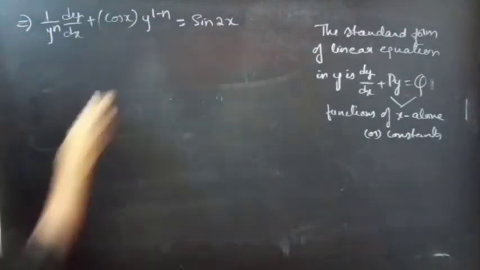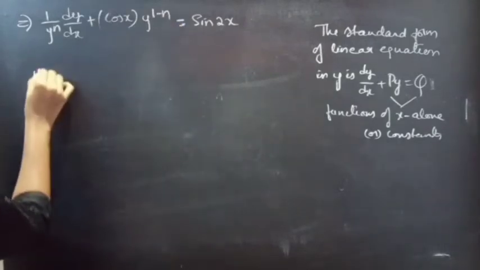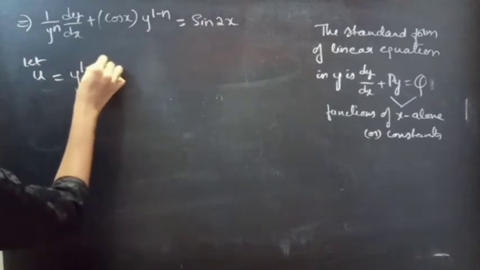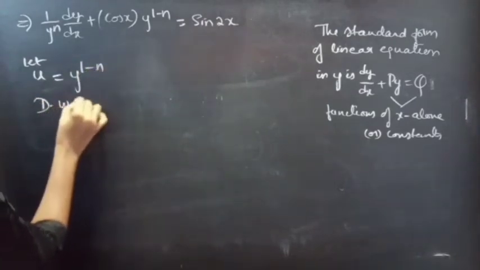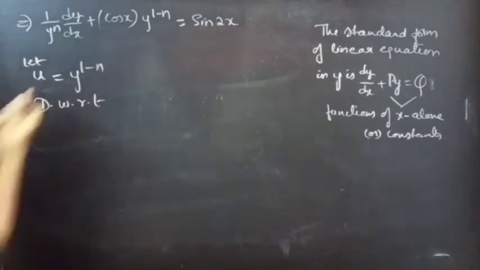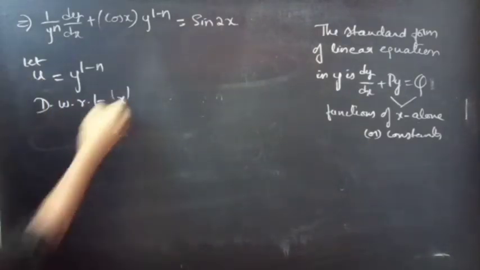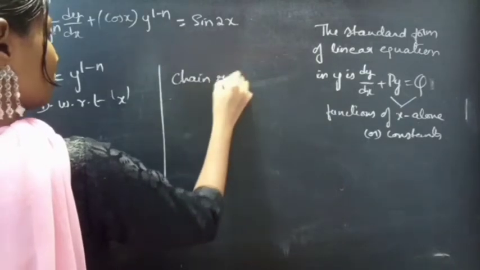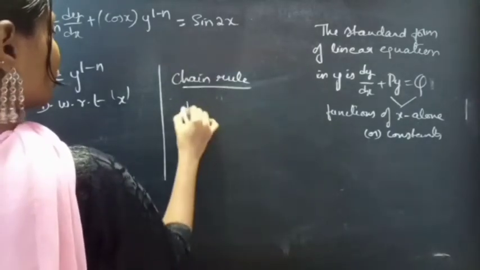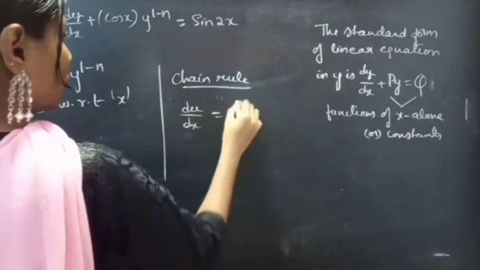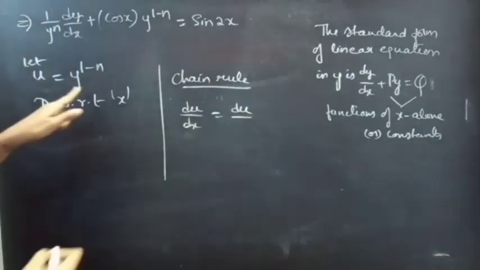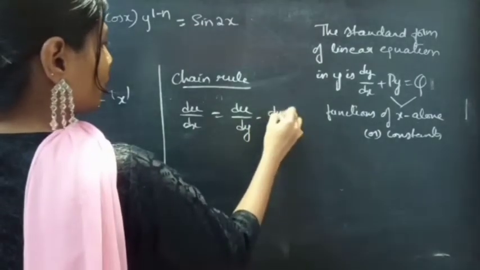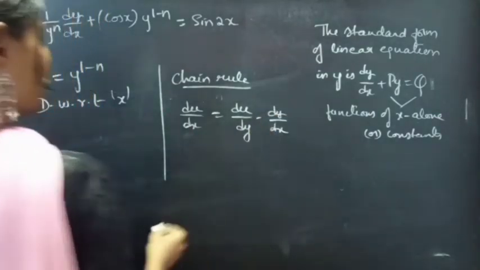Now, let y power 1 minus n equal some u. Let u equal y power 1 minus n. Now differentiate on both sides, or differentiate this with respect to x. Here we'll use the chain rule. du by dx equals du by dy in between, since we have a function of y, so we'll get a differential dy.